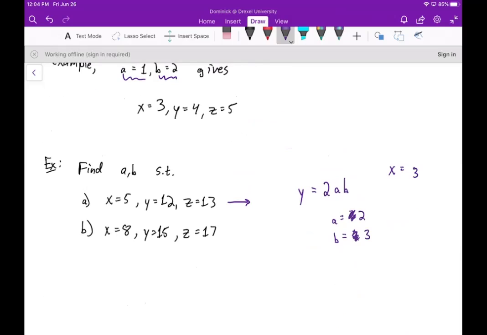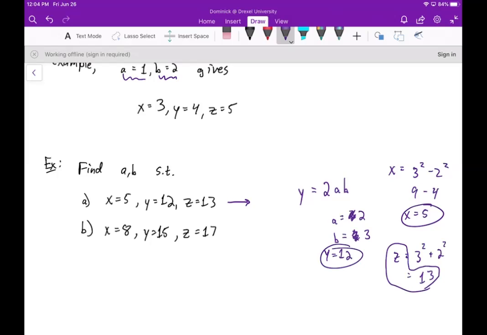So then I would get 3 squared minus 2 squared, or 9 minus 4, which gives x equals 5. All right, so now we just need to check that z is a squared plus b squared. So we get 3 squared plus 2 squared. So 9 plus 4, so 13. So that is the a and b that will do the job.